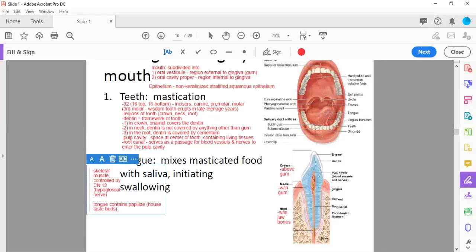Now, I want to ask you this question: which nerves are involved with taste? Let's go with nerves involved with taste. Very good. CN7, 9, and 10. Excellent. CN7, 9, and 10.